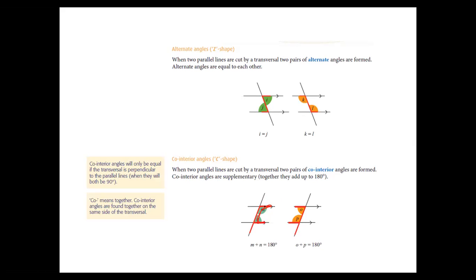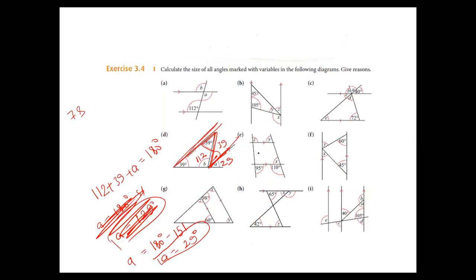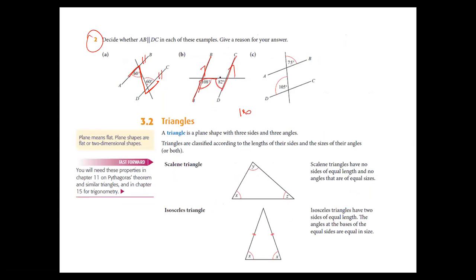Okay, letter C. And what about C? AB and DC are parallel. Also we can use the rule of alternate angles. If this side is 105, the other must also be 105. That is the first way, and the second way is co-interior angles add up to 180. That's why it must be 75. The third way is vertically opposite angles.